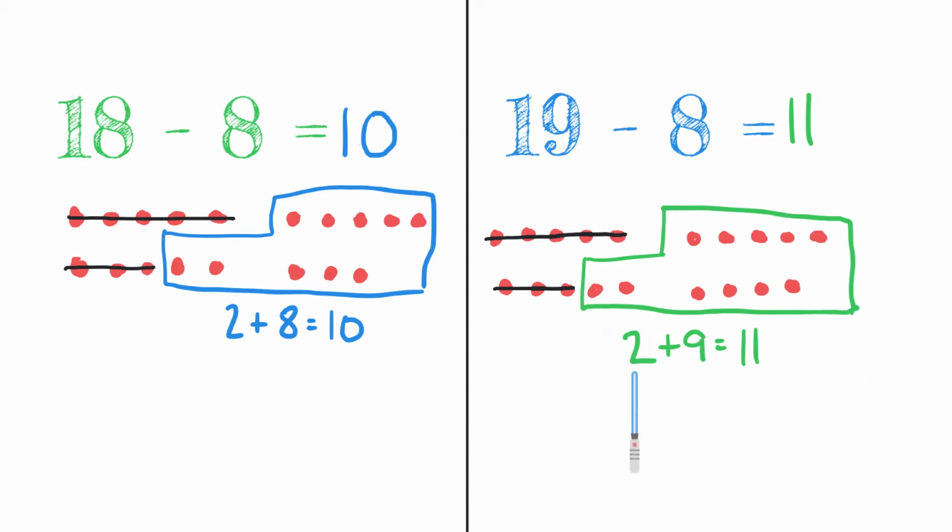So we have 2, and then we had 9. So 2 plus 9 is 11. So when we have a group of 19 and we take 8 out of that group, we're left with 11 in that group. Great job, boys and girls.